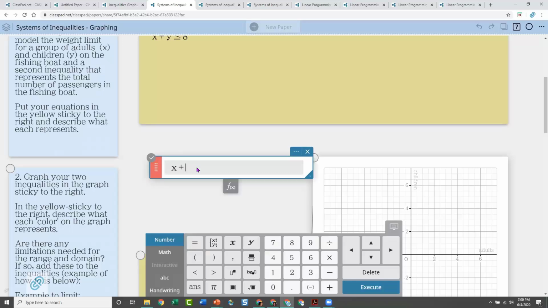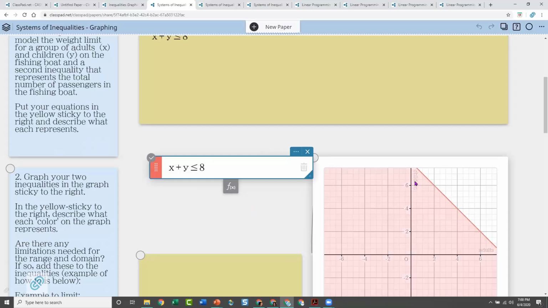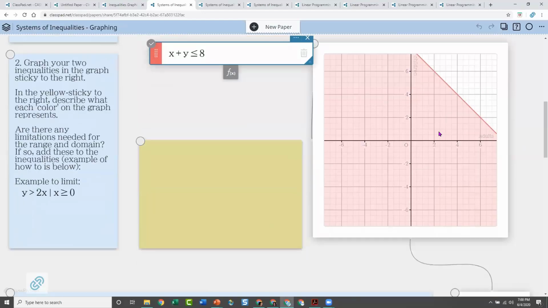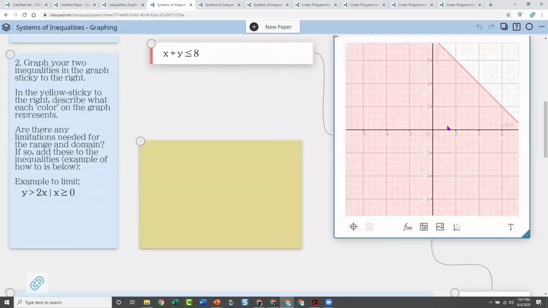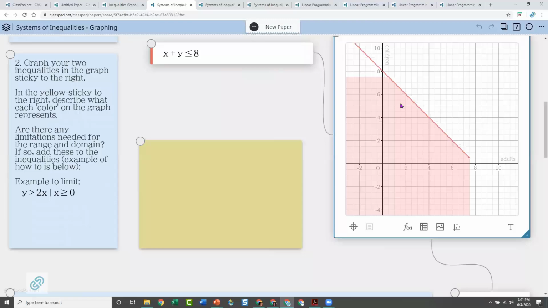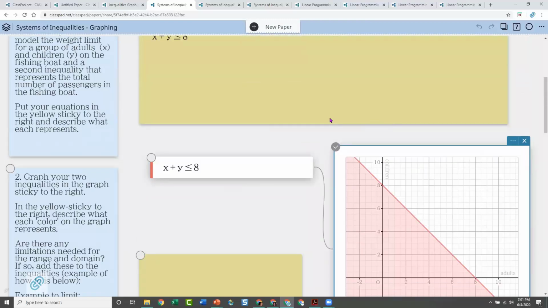X plus Y. And one thing I want you to notice is you can enter them. It doesn't always have to be Y equals. You can enter it exactly as you wrote the constraint, and it should still work. So now here we have this graph of that. So now we know our solutions are in this shaded region, at least right now. Any other constraints?